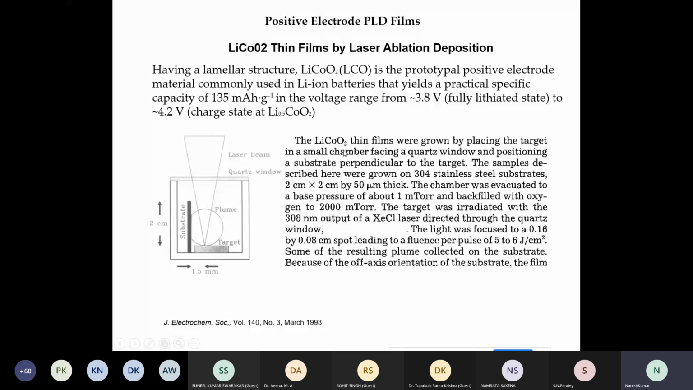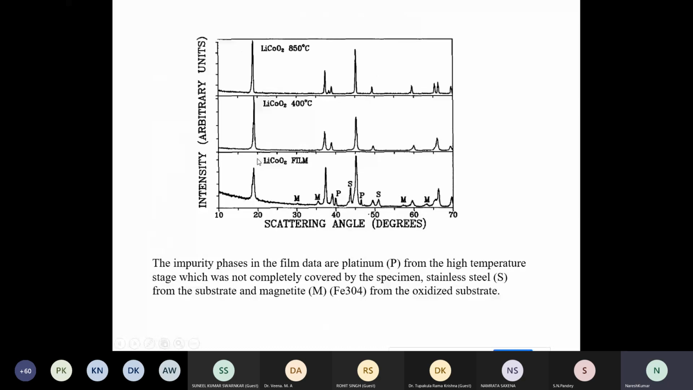Here I'm just taking an example. Thin films of LCO were prepared with the help of PLD. It's very interesting. It is an off-axis deposition. In my earlier slide I showed the substrate at 120 degrees, but here it is at 90 degrees. You can see growth of LCO at comparatively lower temperatures too, 400 and 850 both. Here MPS is basically the impurity, I would say Fe3O4 phase at room temperature, and S represents the substrate peak. Platinum is also coming from some impurity, maybe from the stage. But yes, you can grow high quality LCO films.